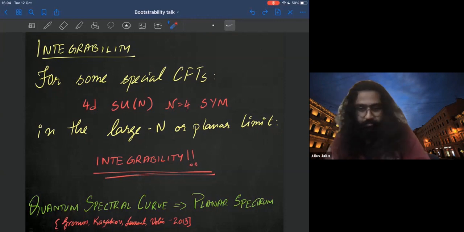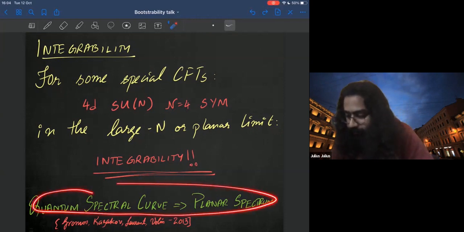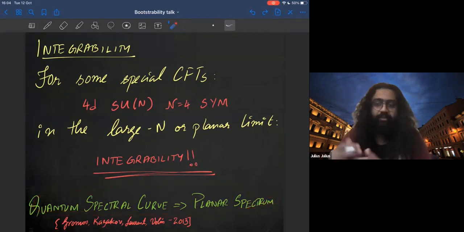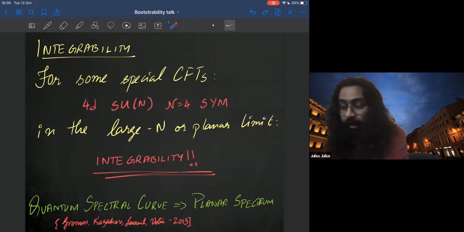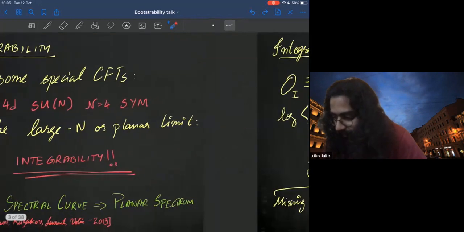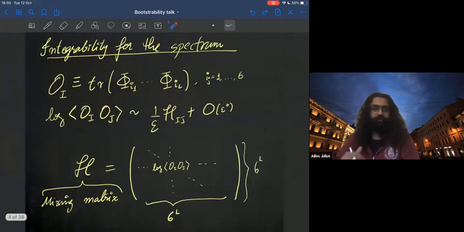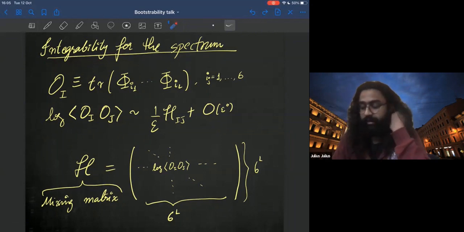So in the first half of the talk, I will try to review the quantum spectral curve construction, give you some idea of the flavor of this construction for N equals 4 Yang-Mills, and then I will specialize more into bootstrability and those kinds of topics. All right. So let's start with integrability for the spectrum of N equals 4 super Yang-Mills.